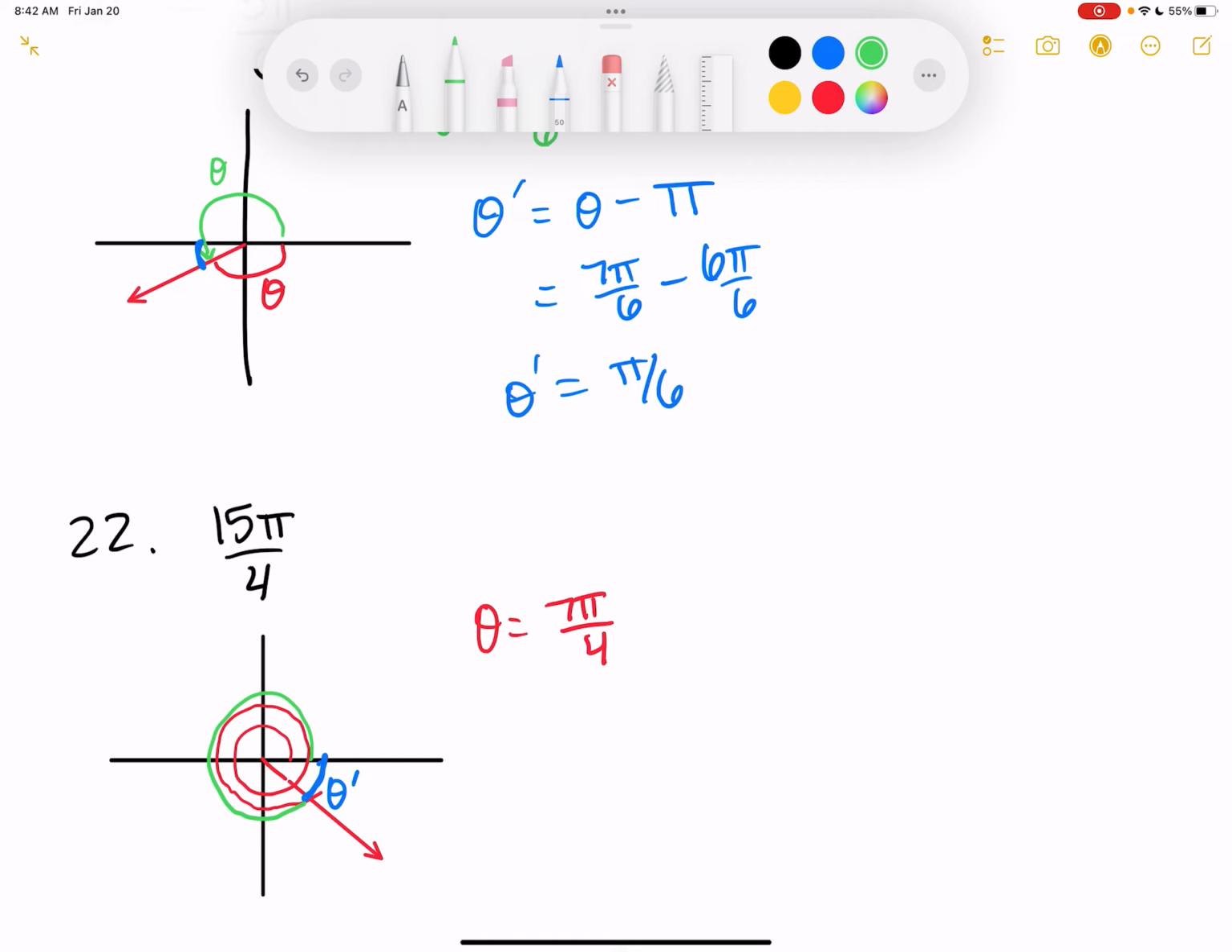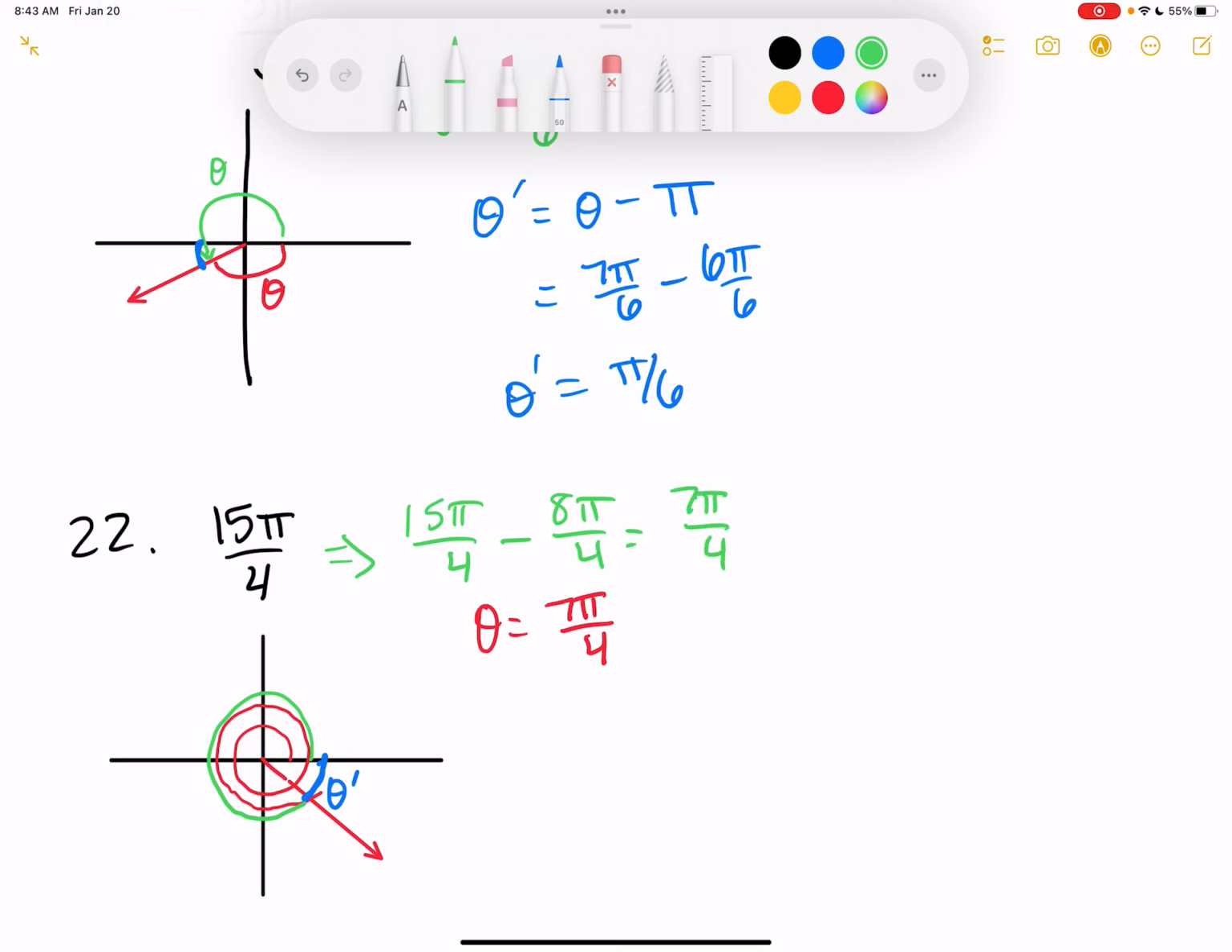How did you get that? I'm confused on that. How did you get 7 pi over 4? Okay, so I went around one full time, which would be 8 pi over 4, which is equivalent to 2 pi. And then I asked how much farther around did I go? Another way you could do this is find a coterminal angle. You could subtract off 2 pi: 15 pi over 4 minus 8 pi over 4, without ever having to graph it. And that would give you 7 pi over 4.